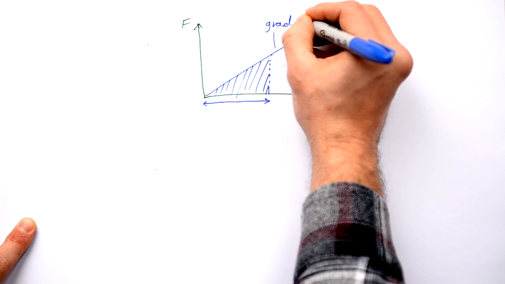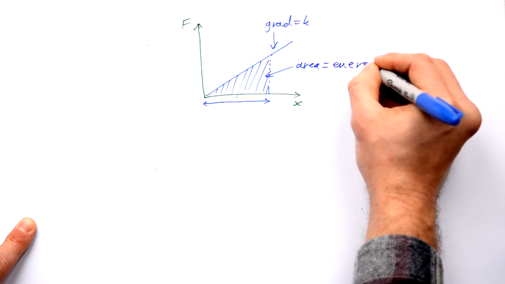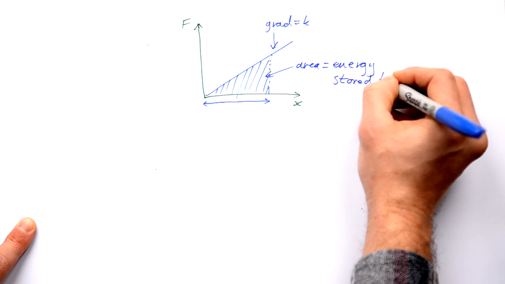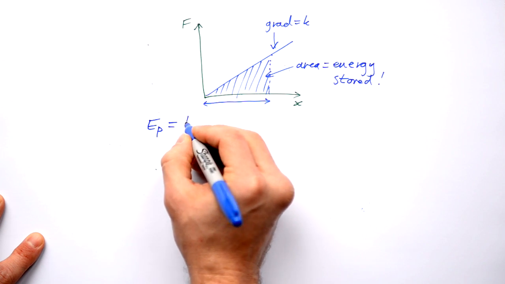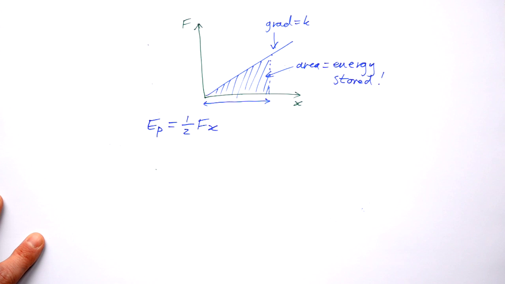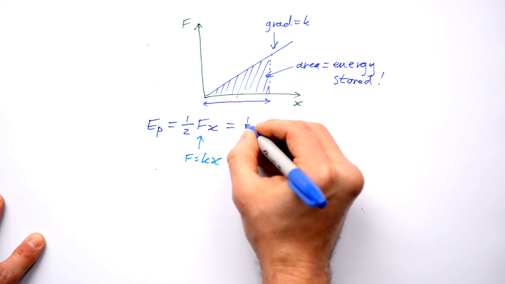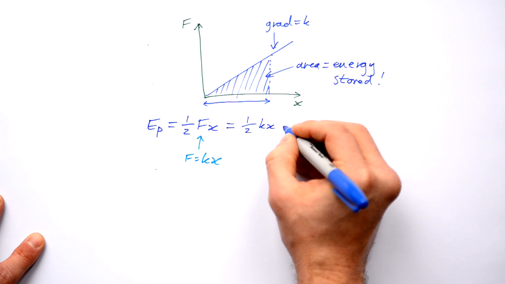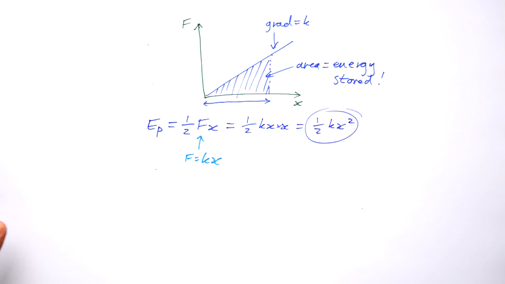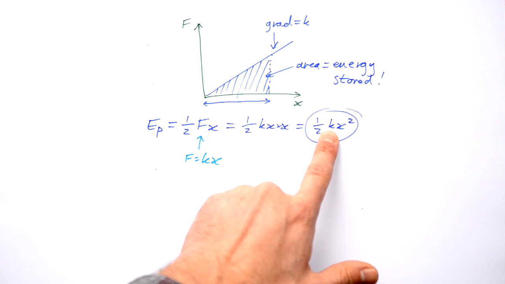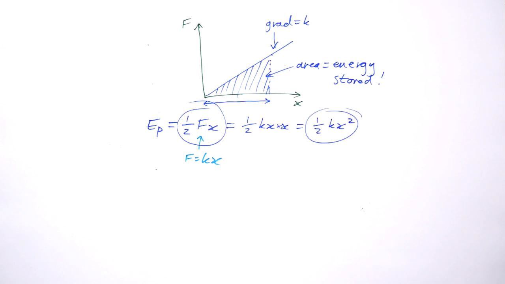So the gradient of this will give you K, and the area will give you energy stored, so that's elastic potential energy. This elastic potential energy, we're finding out the area of a triangle. So this is going to be equal to half Fx. But hang on a second, we know that F is equal to kx. So the final form of potential energy stored in the spring is half times kx times x. So that gives us half kx squared. So that's how we find out the energy stored in the spring. Half times the spring constant times the extension squared. Find it out either way, either using the force, or if you've got the spring constant, you can go straight for that.